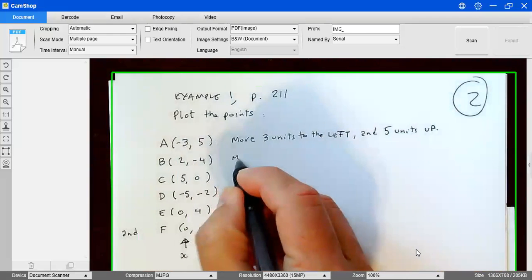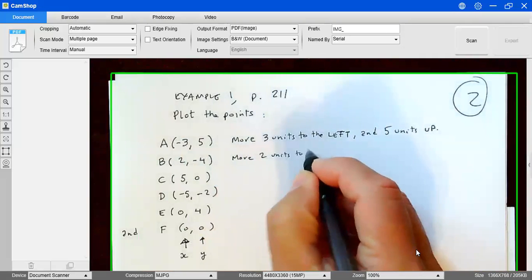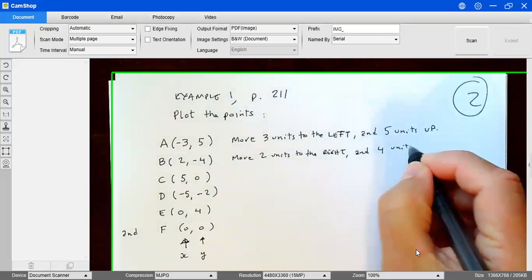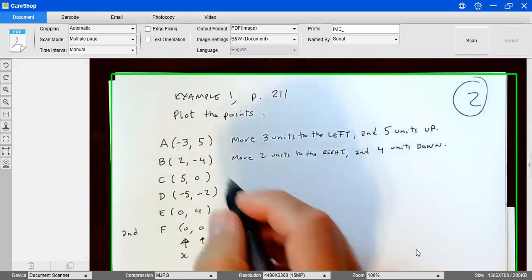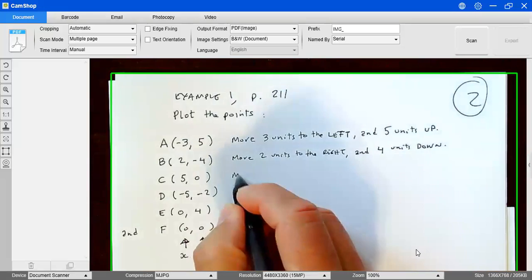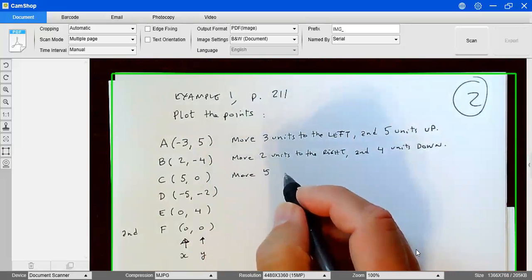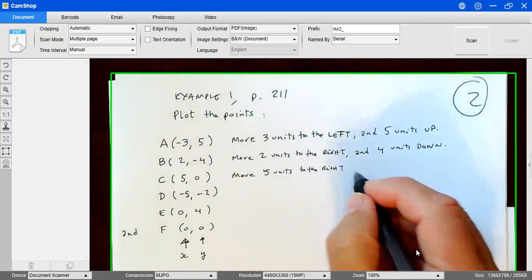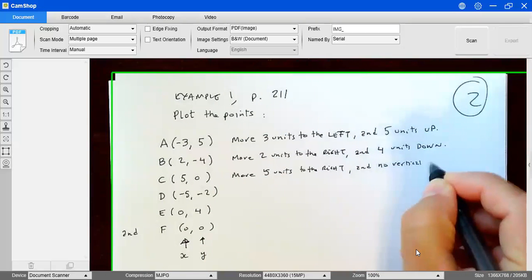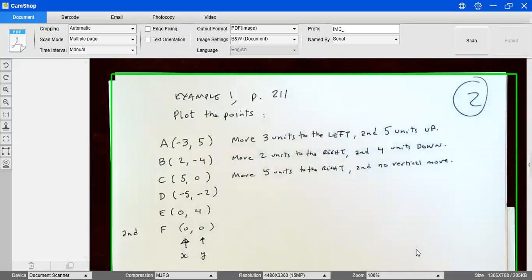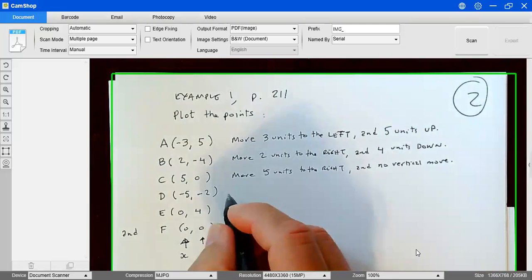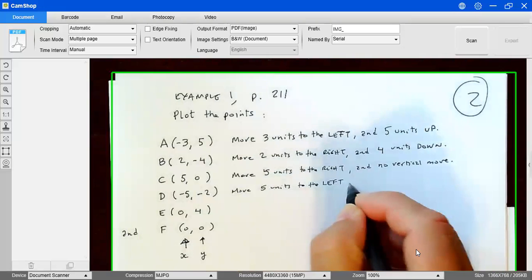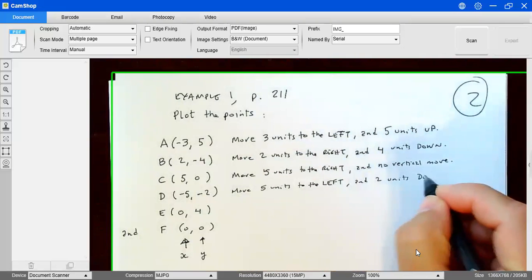In the second case, you're going to move 2 units to the right and 4 units down, because now y is negative. Okay, in the next case, you're going to move 5 units to the right and no vertical move, so you stay where you got. Then in the next case, you're going to move 5 units, but this time to the left because x is negative, and 2 units down because y is also negative.